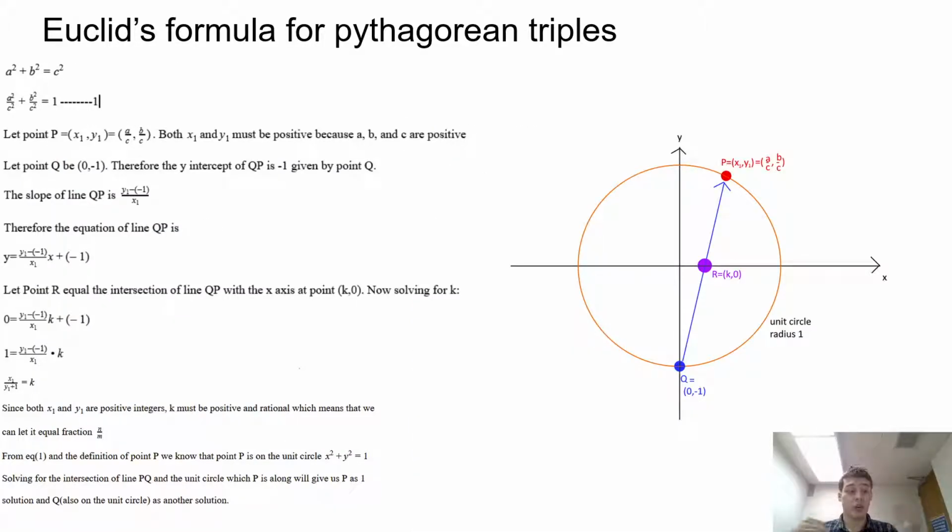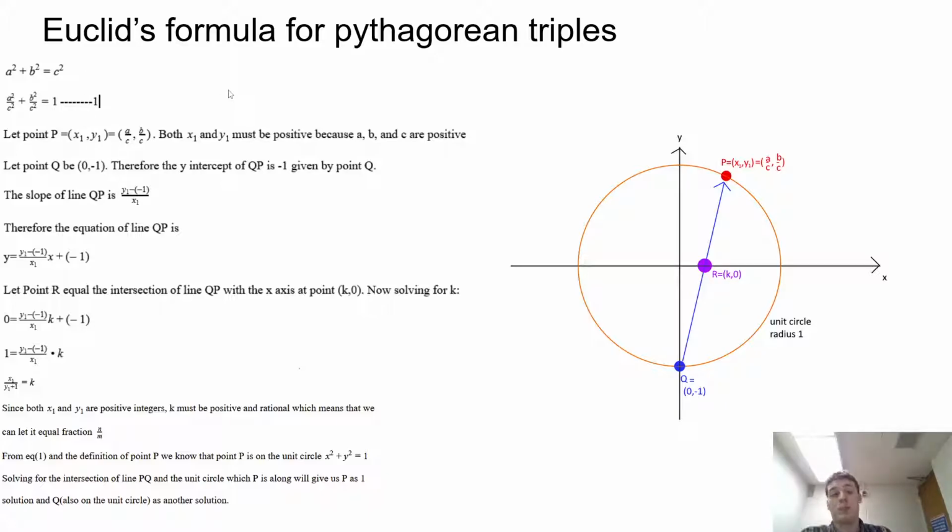Before I actually get into the final proof for this, I will be showing other proofs that we will use in this. So I'm going to prove Euclid's formula for Pythagorean triples, and I'll show you what those are. A Pythagorean triple is made from a squared plus b squared equals c squared. So a squared over c squared plus b squared over c squared equals 1. We get that from dividing each side by c squared.